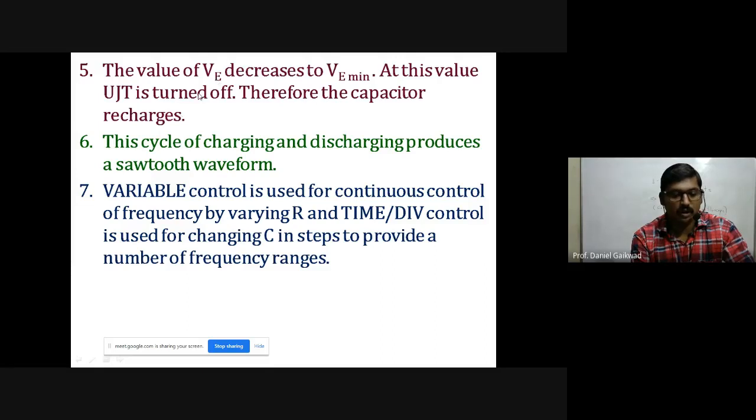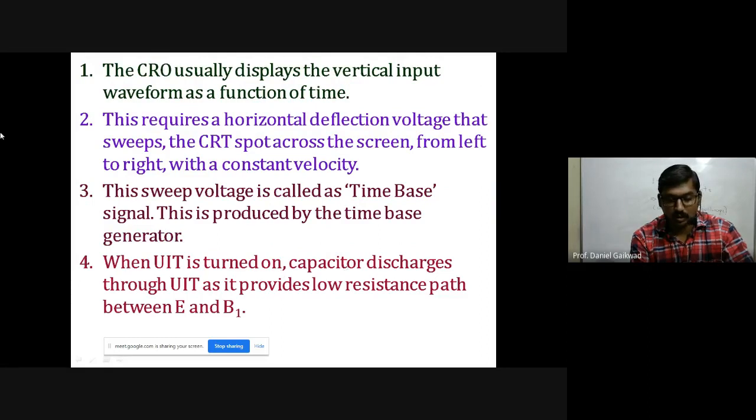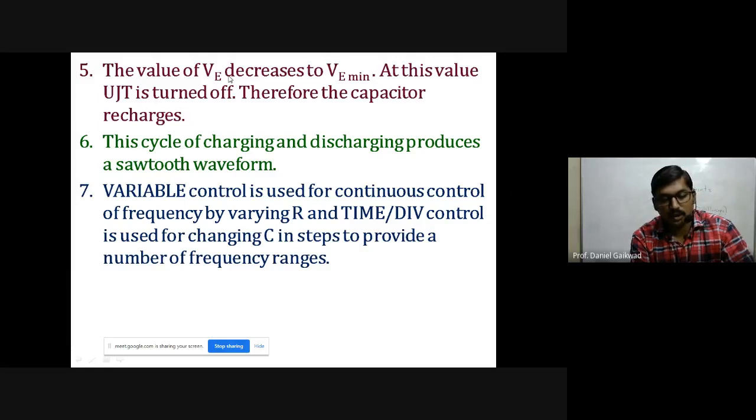So in short, we have taken only 2 points of the UJT as a sawtooth generator. Check carefully. First point, when the UJT is turned on, the capacitor discharges through the UJT as it provides a low resistance path between E and B1, so the value of VE decreases to E minimum. At this value, the UJT is turned off. So there is on and off of the UJT with the help of charging and discharging of the capacitor. Therefore, the capacitor recharges.